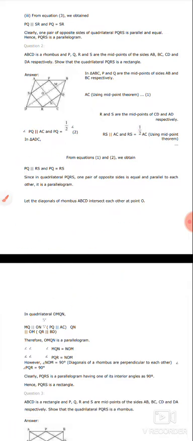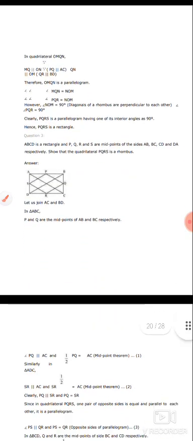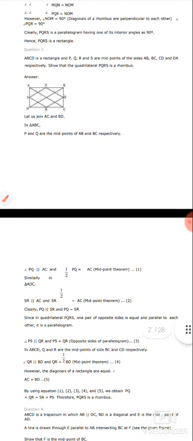Question number 3: ABCD is a rectangle and P, Q, R and S are the midpoints of the sides AB, BC, CD and AD respectively. Show that the given quadrilateral PQRS is a rhombus. You have to show that the given quadrilateral is a rhombus.